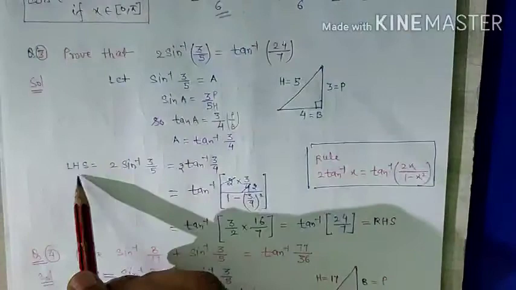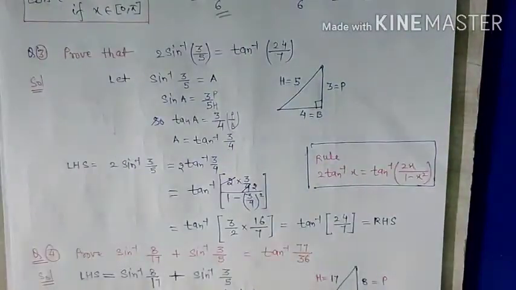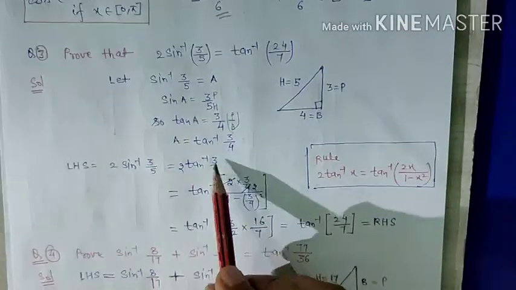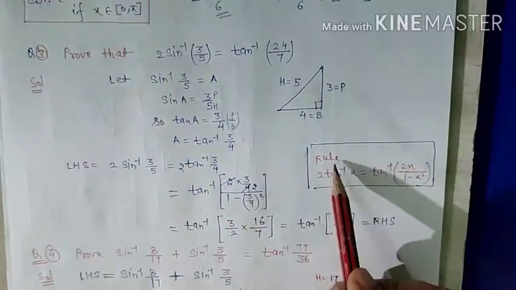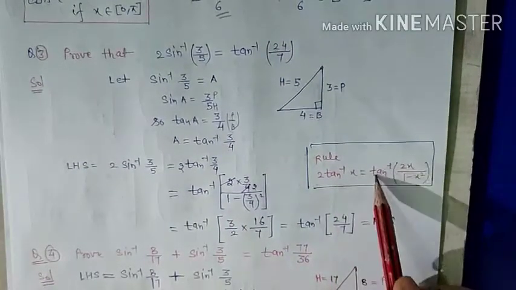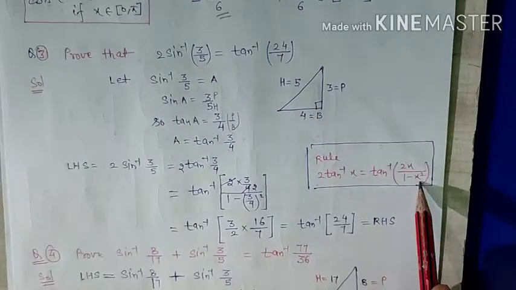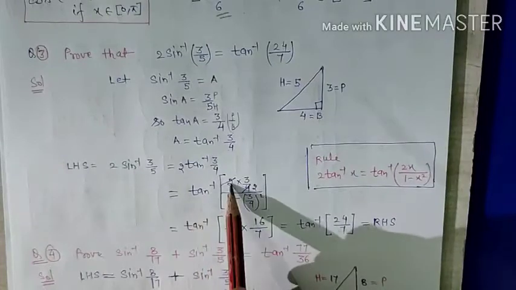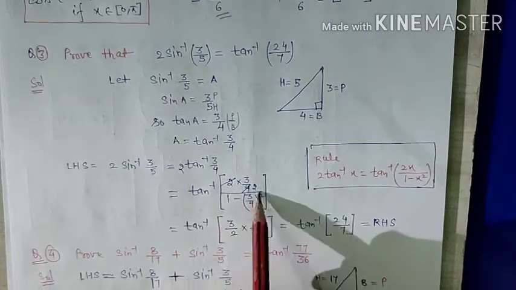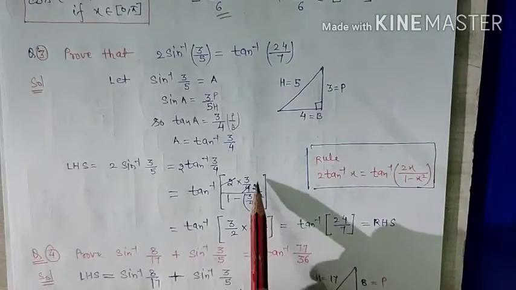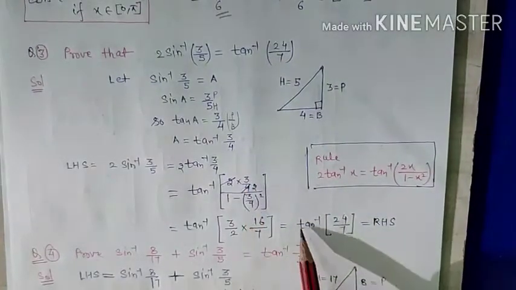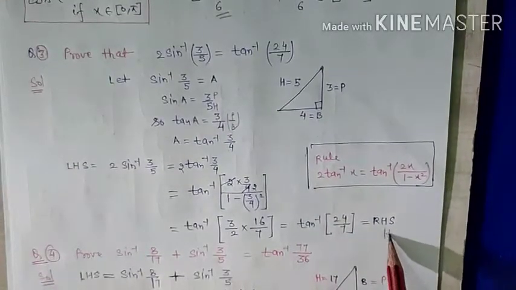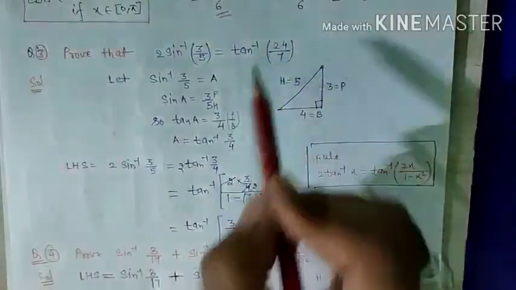Now if we take LHS, left hand side, 2 sin inverse 3 by 5, I can write it as 2 tan inverse 3 by 4. And there is another rule, 2 tan inverse x is equal to tan inverse 2x upon 1 minus x square. We can use this as a formula here: tan inverse of 2 into 3 by 4 upon 1 minus 3 by 4 whole square. If you simplify this, you will easily get tan inverse 24 by 7. So hence proved.